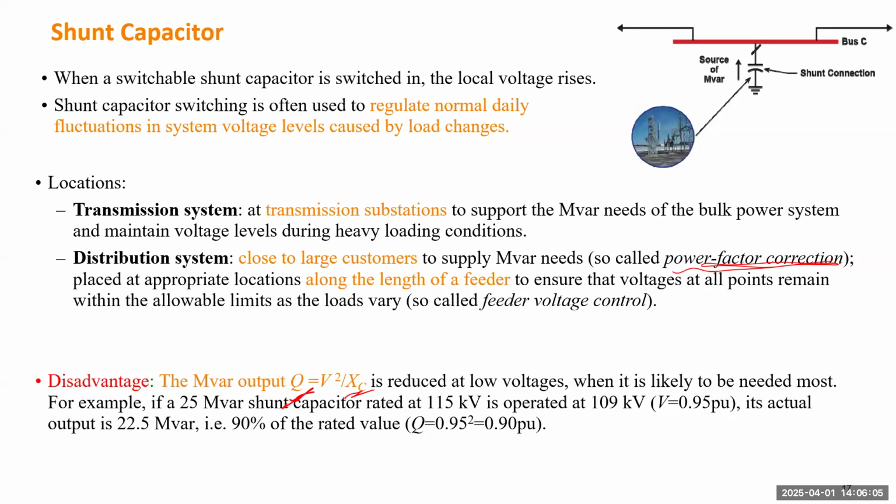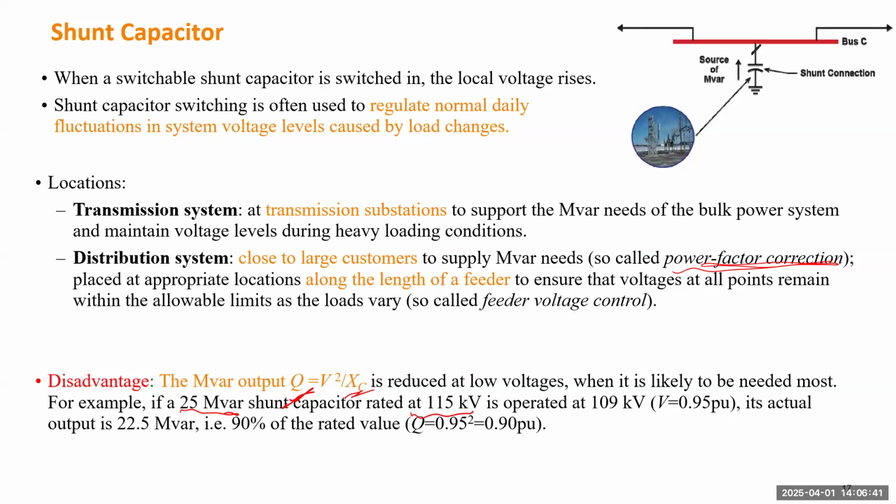So when you purchase this shunt capacitor, it is priced based on the capacity of Q. But once you install it, it doesn't really give you that much Q. For instance, if you want to buy a 25 MVAR shunt capacitor, you pay the price for 25 MVAR, and it is operated at 115 kV. But if your system at that location is exactly 115 kV, you don't need it at all.